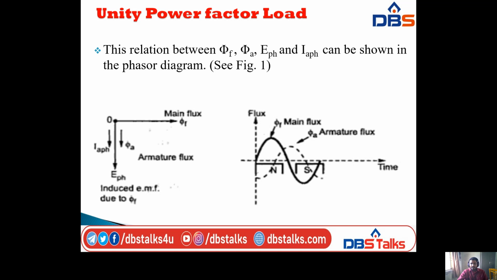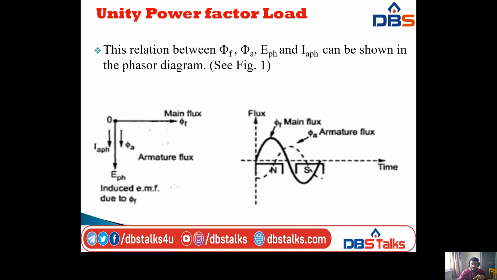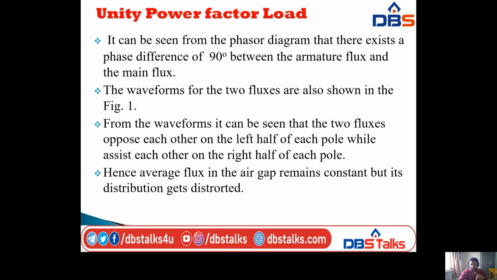So this is for the unity power factor. Next, it can be seen from the phasor diagram that there exists a phase difference of 90 degrees between the armature flux and main flux. Here, this vertical line is the armature flux, and this horizontal line gives O and phi F. This gives the main flux and armature flux. So the phase difference between these two fluxes is exactly 90 degrees, a straight line.